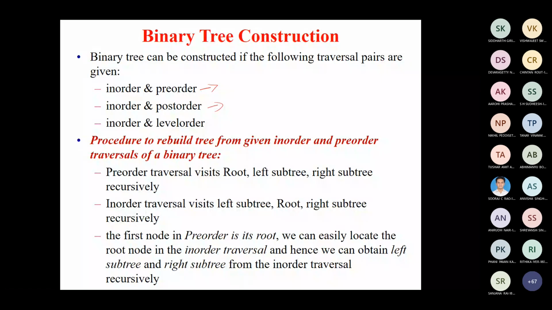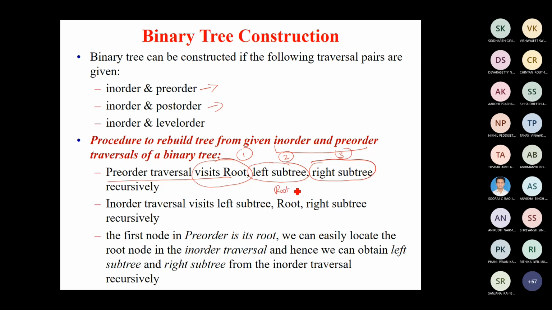What is the procedure to build the binary tree from the given in-order and pre-order? We are talking about the in-order and pre-order traversal. Same thing goes for the post-order as well as the level order. What exactly happens in case of the pre-order traversal? First we visit the root. After visiting the root, we traverse the left subtree recursively, and finally we traverse the right subtree. This is the order of visiting the nodes in the pre-order traversal: root, then left, then right.